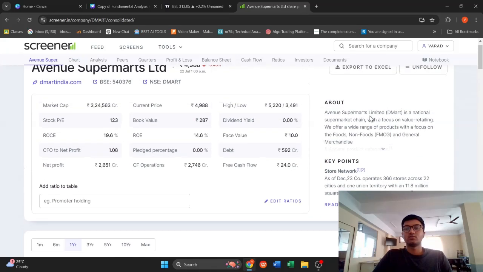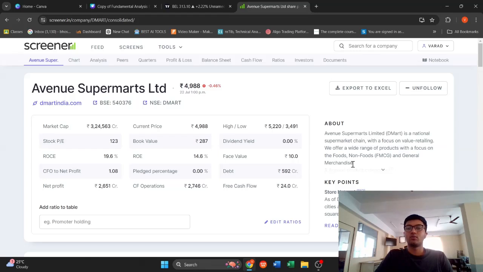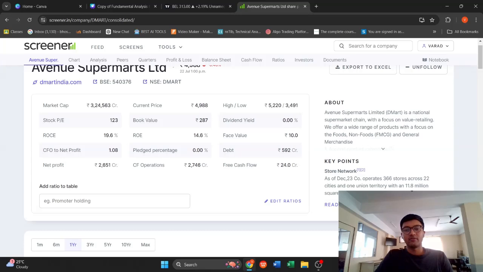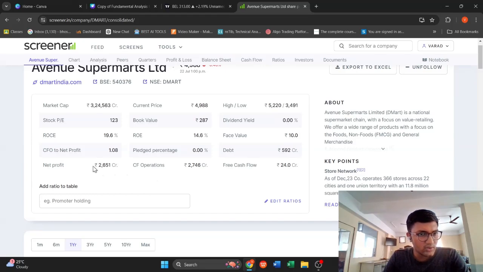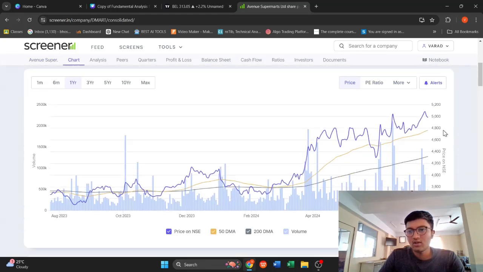DMart is a national supermarket chain. They sell FMCG products, and it has been established for a very long time. The current revenue of this business in FY23 is 31,000 crore rupees. First, let's see the market cap. It is a huge company, about 3,24,000 crore rupees. Now let me see the revenue of this business.